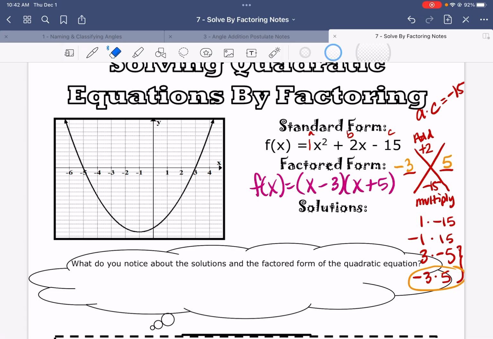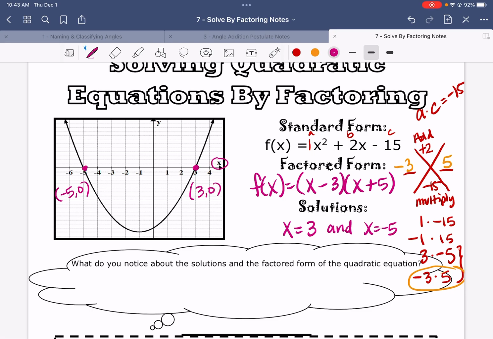Looking at the parabola on the graph, what do you think, what are our solutions? What are our x-intercepts? Here's our x-axis. So our x-intercepts, our solutions would be at 3 and at negative 5. So what we do is we're just going to say our solutions are x equals 3 and x equals negative 5.